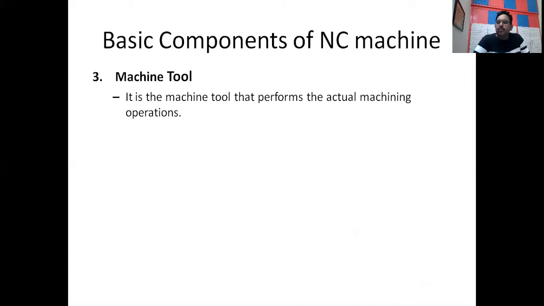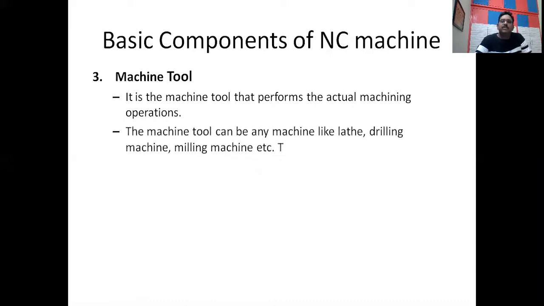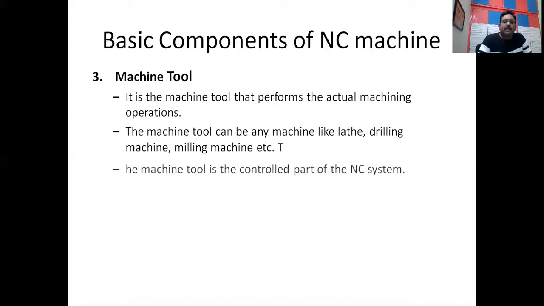But this machine tool was controlled by the operator earlier in traditional machining. Now the machine tool is controlled by numerical control with the help of a set of instructions and the machine control unit. But the machining operation will be performed by the machine tool only, whether it is a traditional or an NC machine. So the machine tool can be any machine like a lathe, a drilling machine or a milling machine, etc. Now, the machine tool is the controlled part of an NC system.